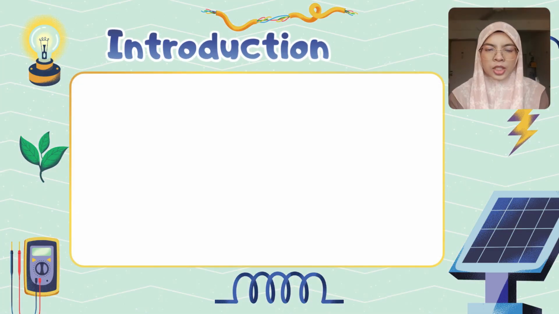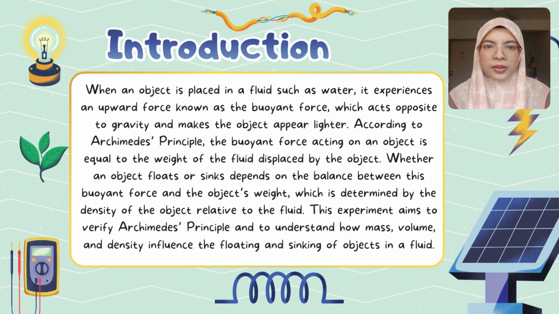For the introduction, when an object is placed in a fluid such as water, it experiences an upward force known as the buoyancy force, which acts opposite to gravity and makes the object seem lighter. According to Archimedes' principle, the buoyancy force acting on an object is equal to the weight of the fluid displaced by the object.